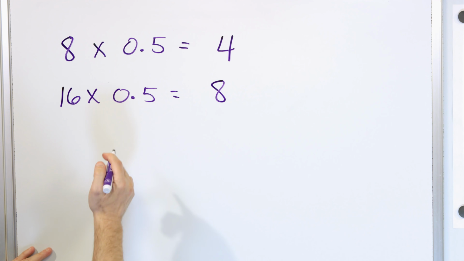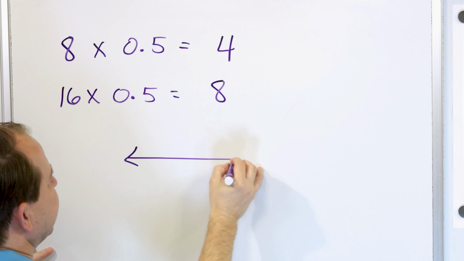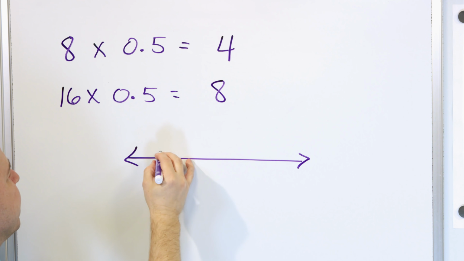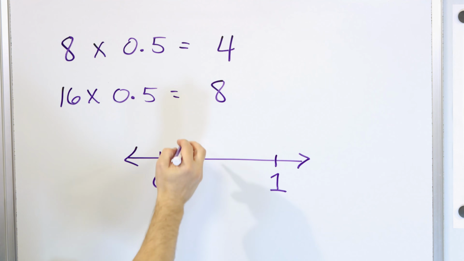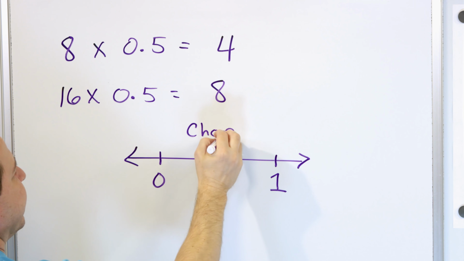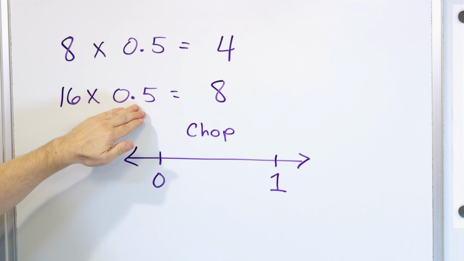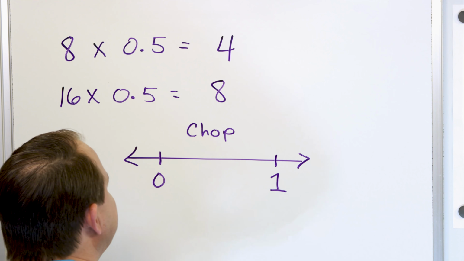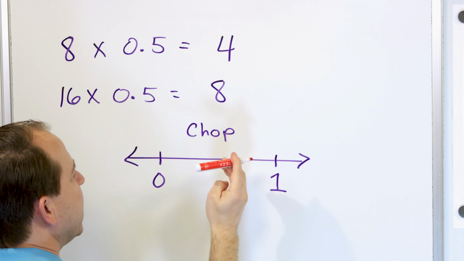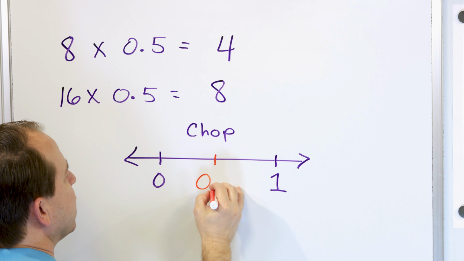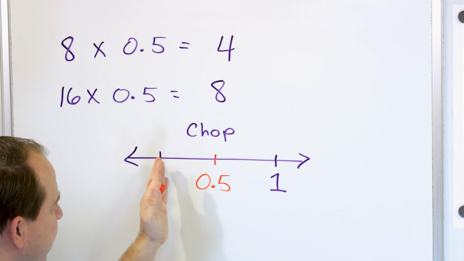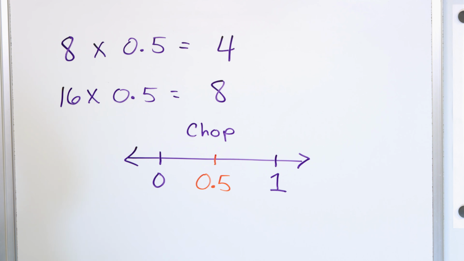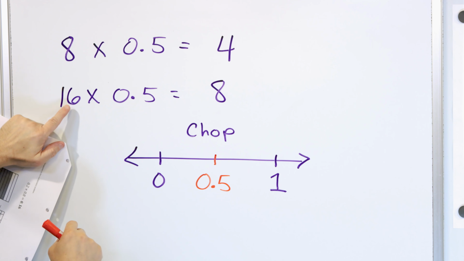So for instance, if we have 0 right here and we have 1 right here, we're going to write down chopping factors. When we multiply by 0.5, where does 0.5 live here? Between 0 and 1, exactly in the middle is 0.5. 0.5 is half, so it's right in the middle. It's called 1/2.